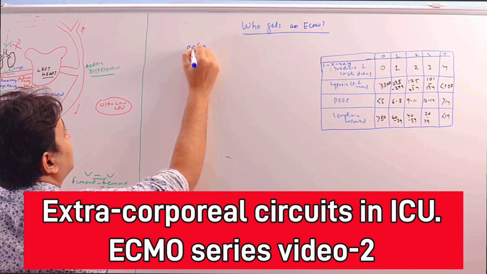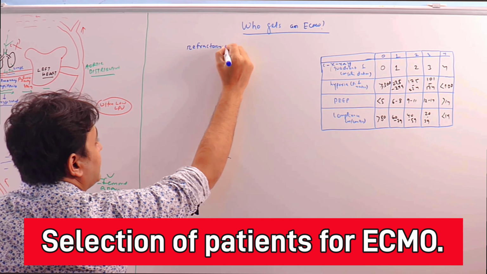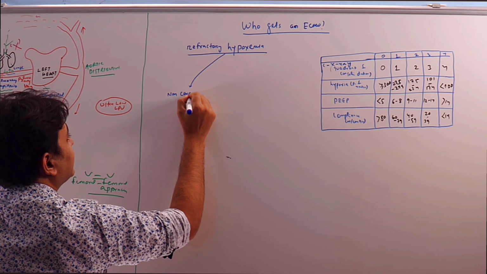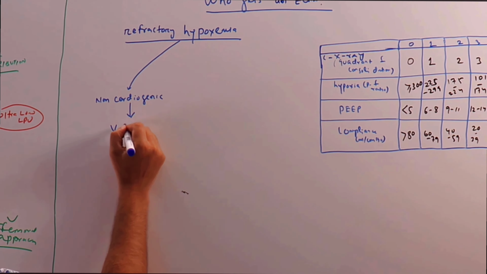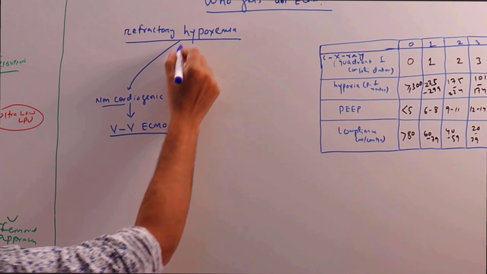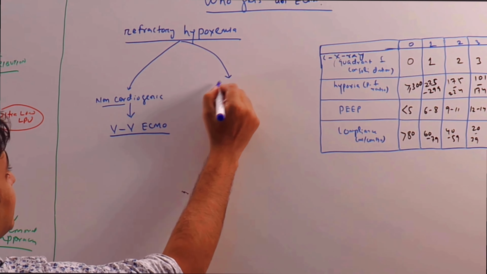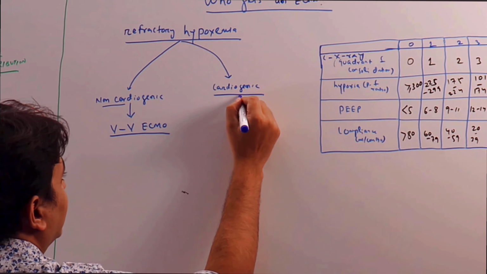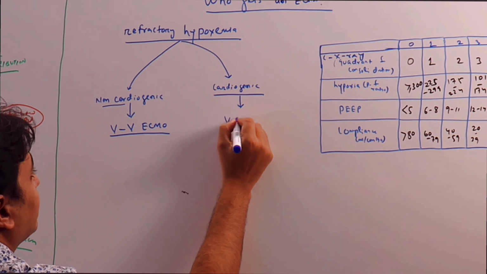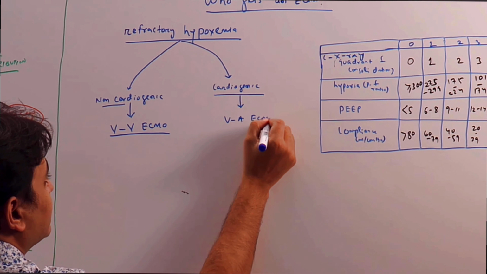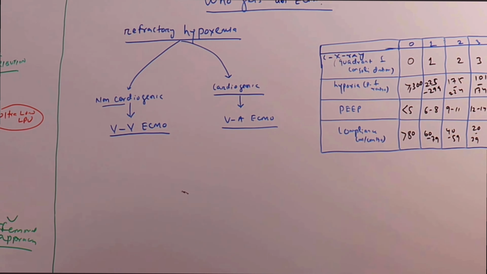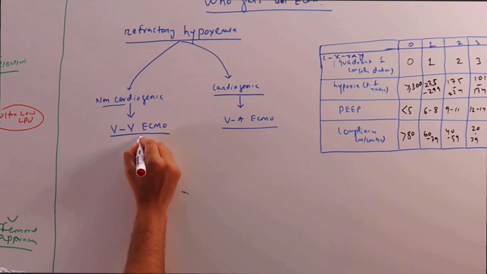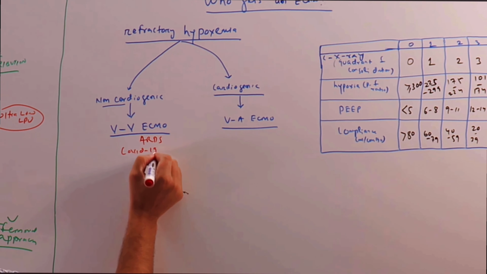The only indication for ECMO in ARDS is refractory hypoxemia. If it is non-cardiogenic, then the patient receives venous ECMO. However, if it is a cardiogenic process that is driving the refractory hypoxemia, then we will require what we call VA ECMO. This is a very simplistic way to decide which ECMO which patient will get. So this is true for most of our ARDS patients, including COVID-19 ARDS.